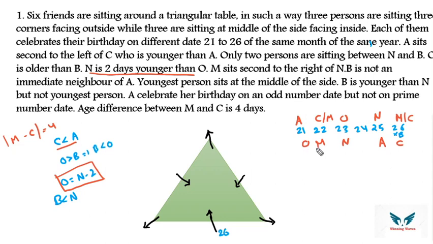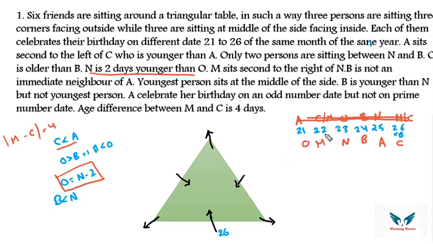Right? Then one person is missing. So who is that person? B. So two possibilities. Let's see which one will work out. Here he has given B is younger than N. So B is younger than N. This possibility works out. So the top possibility you can just eliminate. So we have got only one possibility, which is according to the conditions.